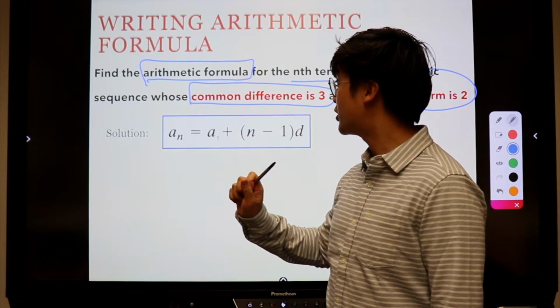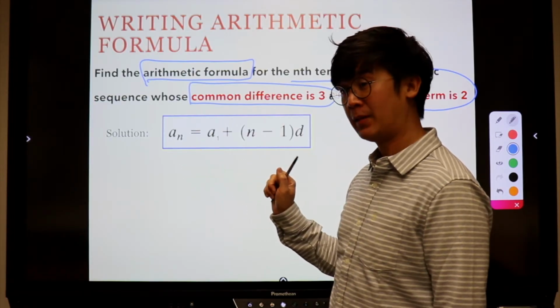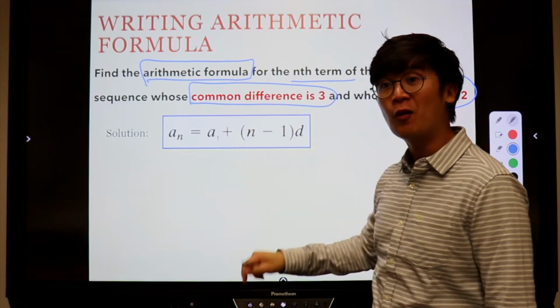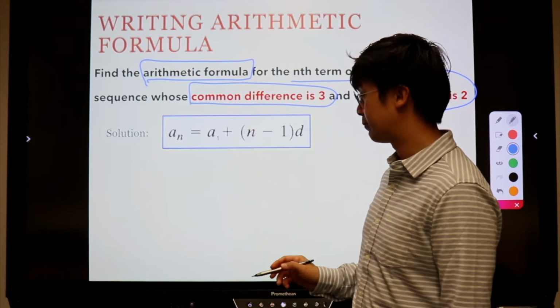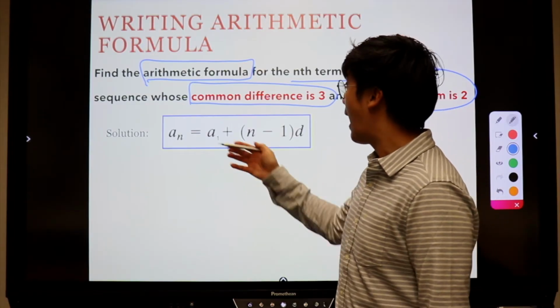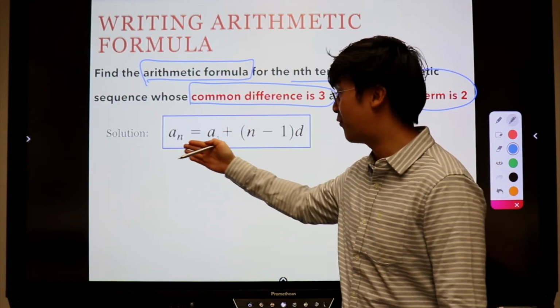What is the first term in this formula? If we are going to use this formula, which symbol do we use for the first term? The first term's the 2 in the given problem, but in this formula, what is the first term in the formula?